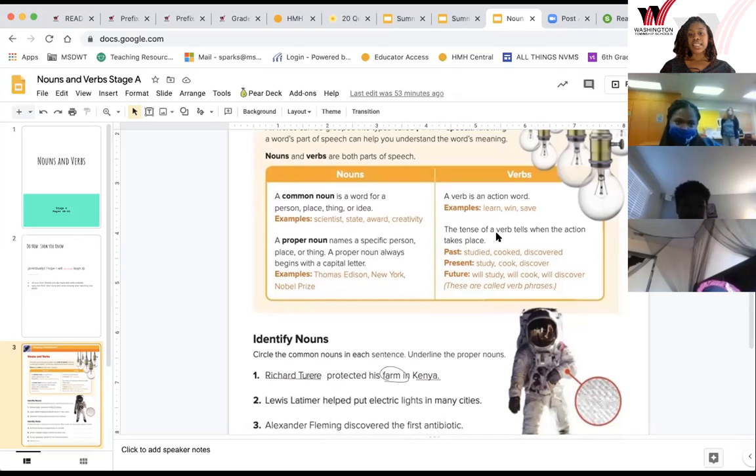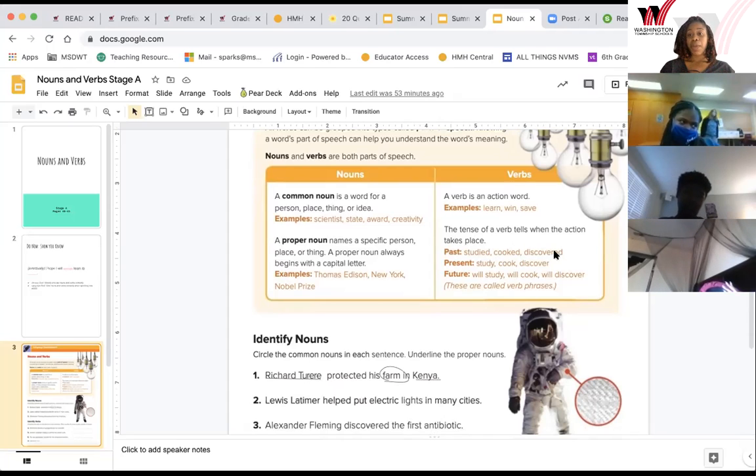It says the tense of a verb tells when the action takes place. So there's three tenses. We have past tense, present tense, and future tense. Past tense is usually marked by an ed. So if a word has the suffix ed, usually, not all the time because there are some irregular cases, it usually means that that action has already happened. Studied, cooked, discovered. All of these are examples of past tense verbs, and they all have ed.